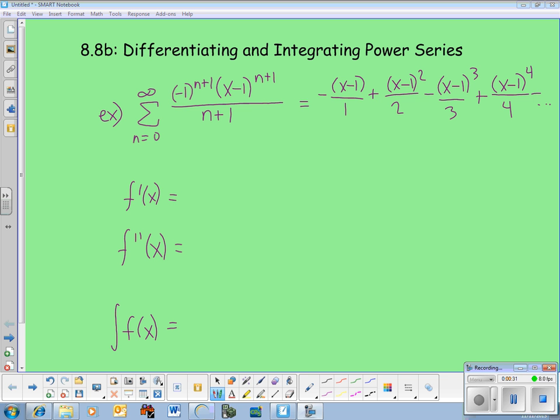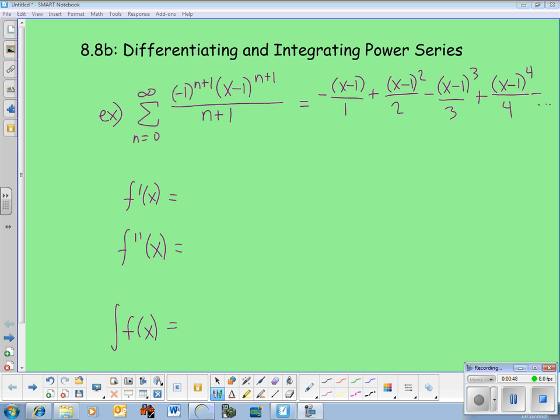Okay, so when you take the derivative, you can think of it in one of two ways. You can take the derivative term by term, or you can take the derivative of the formula. In either way, you're going to get the same result. And really, you should be able to do both. So let's look at this formula of the given power series.